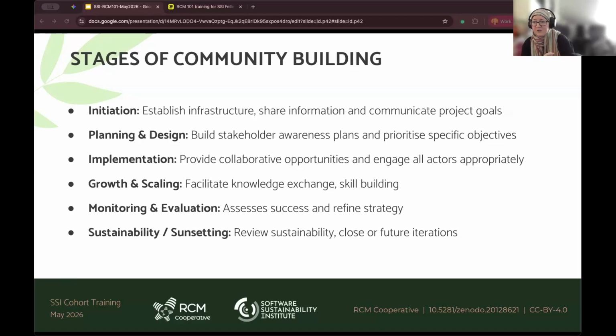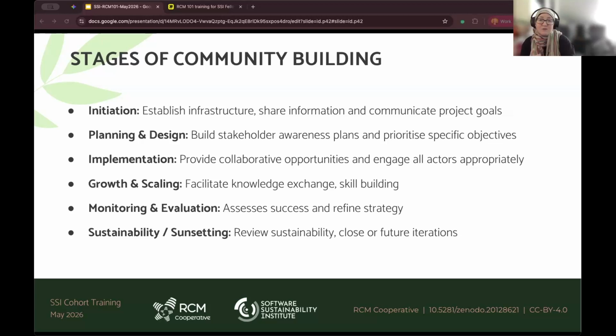And then the implementation phase is really about starting to offer something to your community. So something collaborative. It might be communication channels, things like Slack and Teams and all of those. What's the new one? Zulip. Is that how you say it? Zulip, like a tulip. Okay, I'll remember that now.